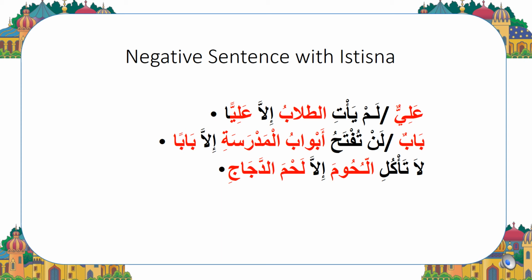In this example, the sentence is negative with article لم. Mustasna الطلاب is mentioned. Therefore, mustasna min علي or عليا can be مرفوع as a subject of the verb يأتي or can be mansub because of the istisna article إلا. Look at the second example. لن تفتح أبواب المدرسة إلا بابا أو باب.